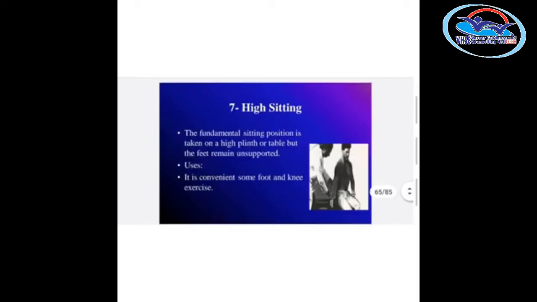Next one is high sitting. The sitting position is taken on a high plinth or a table, but the feet remain unsupported. It is useful and convenient for the foot and knee exercises.